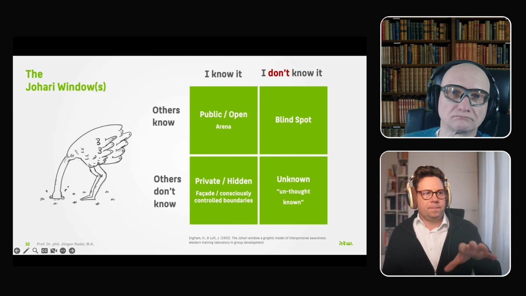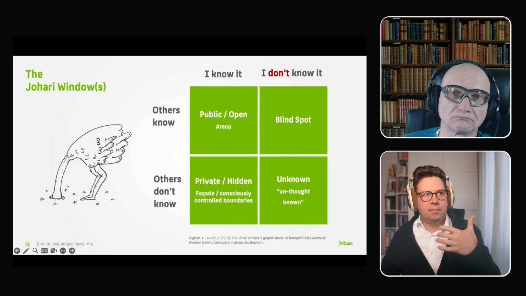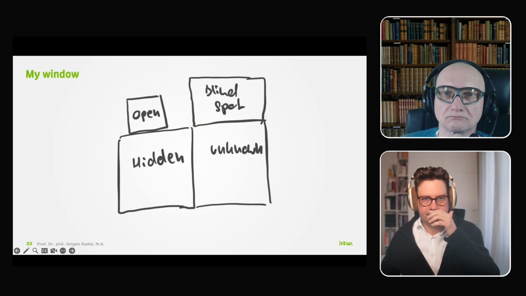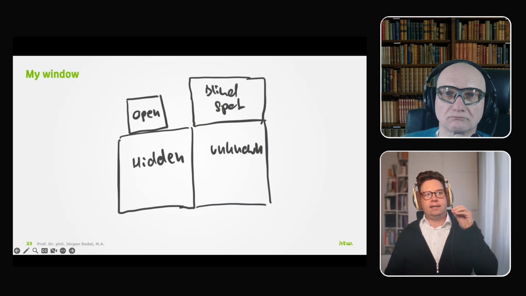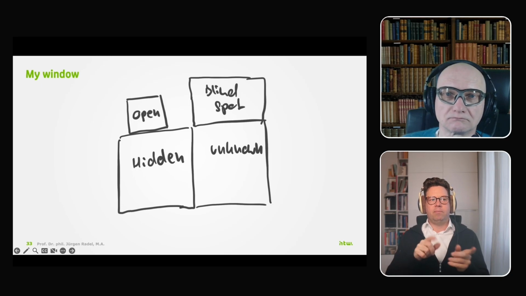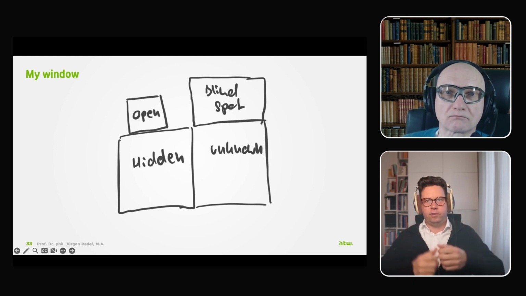After our explanation, I show them my windows. To do that, I have prepared this slide. And what I tell them is that I want to decrease my hidden window by saying something to the group that I usually would not say. And to make my blind spot smaller, I could ask for feedback in the group. And with the unconscious, that is something that we usually try.